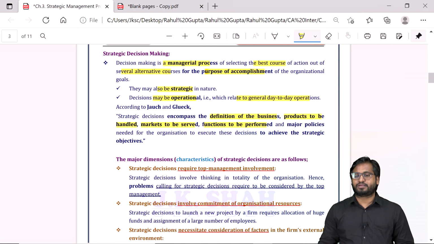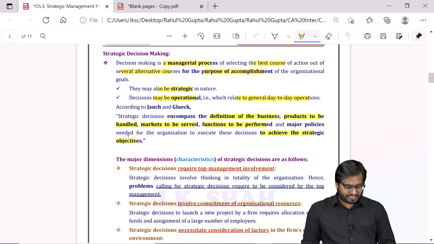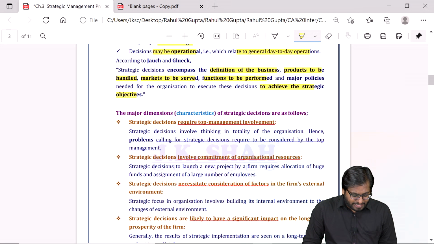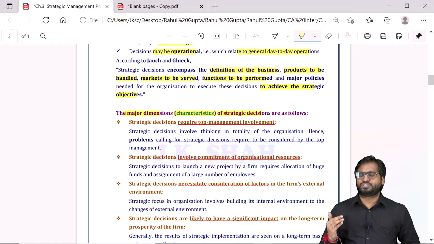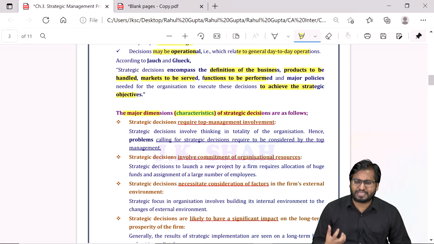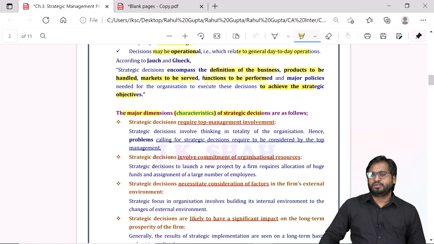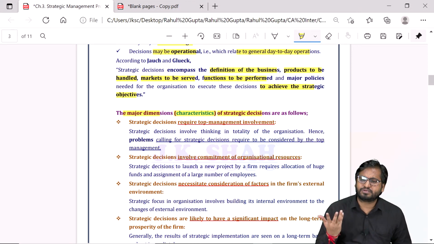What products we will make, what markets we will serve, what technology we will use, what processes we will follow. Why are we doing this? Again, to achieve the strategic objective. The major dimensions of strategic decisions. We can also call this the characteristics of strategic decisions. So strategic decisions will have some characteristics, some features, some dimensions. So what are the dimensions of those strategic decisions? Number one, strategic decisions are taken by whom? Top management.